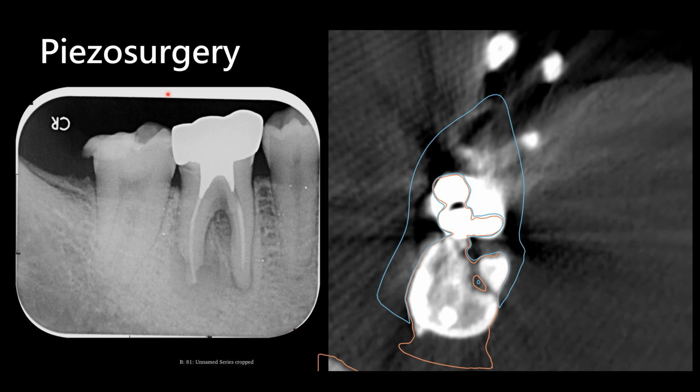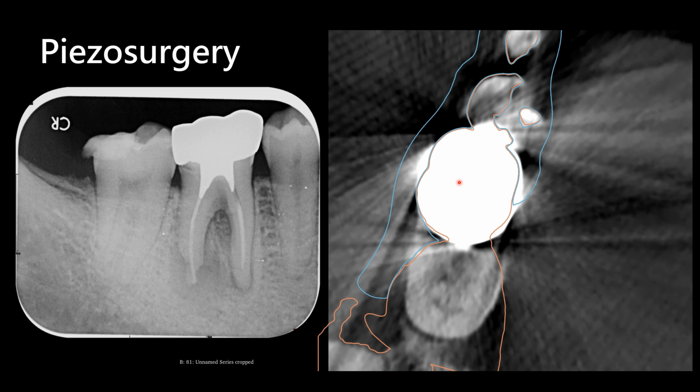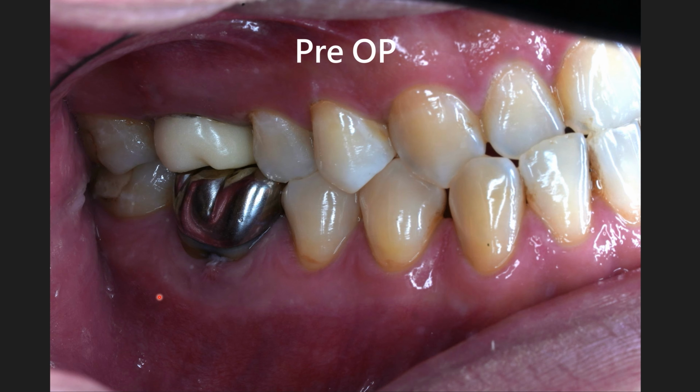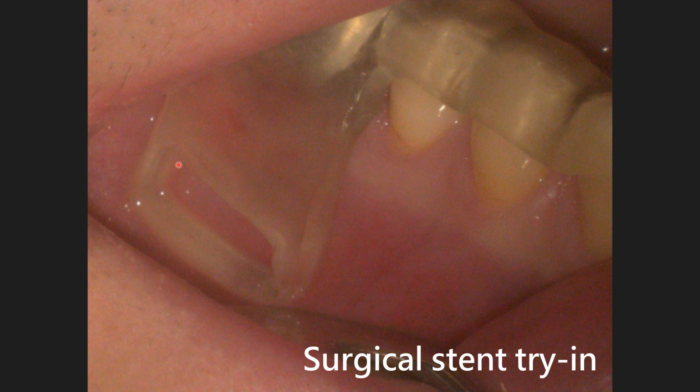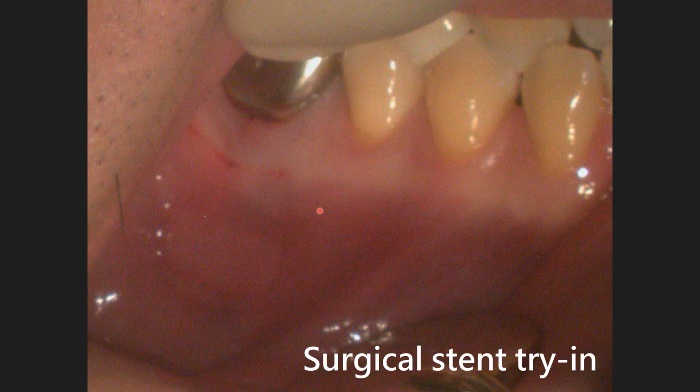So next one is piezo surgery, which is almost the same, just I use the piezo to do the surgery. So here is a 3D print guide, which this rectangular part is for the piezo. So I sound the bone first to find the bone margin, and here is my flap design.